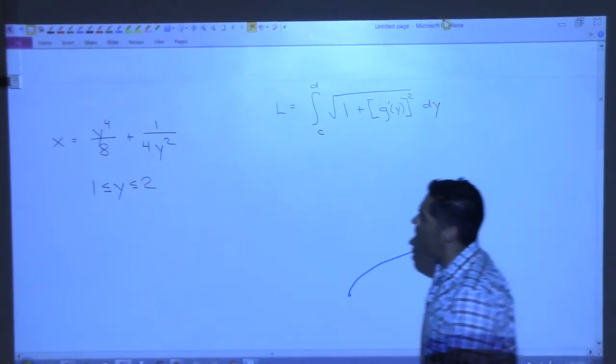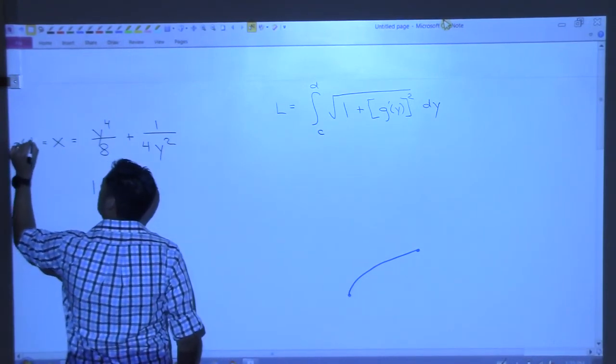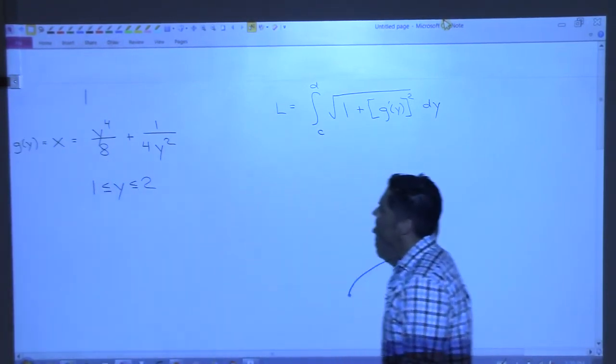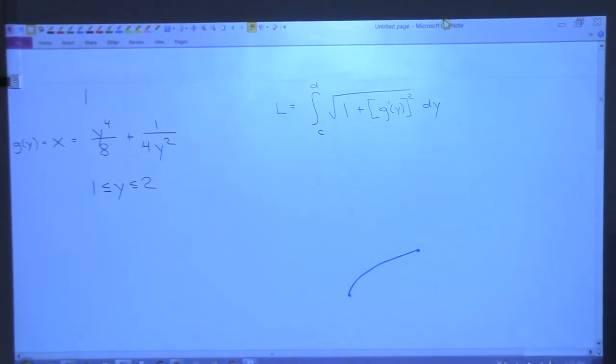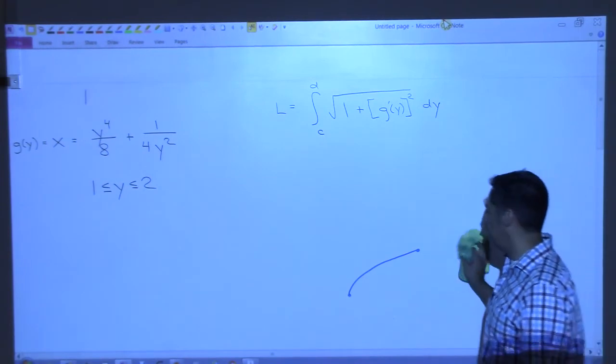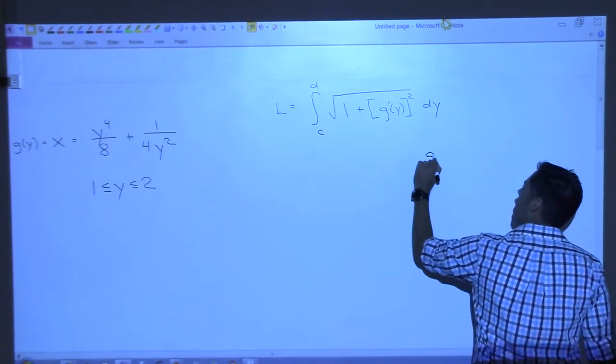All right, so this right here is our g of y, since it's solved for x. Derivative time, square it, add 1 to it. Let's see what happens. So what is g prime of y?